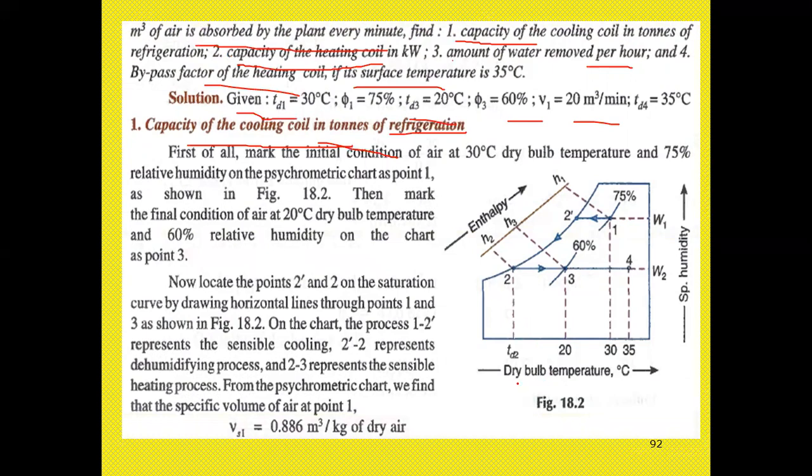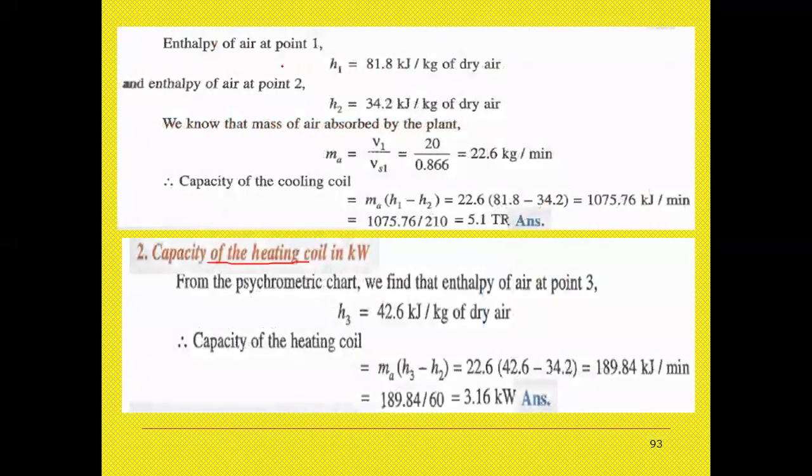Now based upon this, we'll see the enthalpy from the graph at the dry bulb temperatures, that is TD2, 20, 30 and 35, and specific humidity W1, W2. So at 30 degrees centigrade it is pointing here, at 20 degrees centigrade it is pointing here, therefore H1, H3 and H2. The enthalpy of air at point 1, H1, is equal to 81.8 kilojoules per kg of dry air, and the enthalpy of air at point 2, H2, is equal to 34.2 kilojoules per kg of dry air.